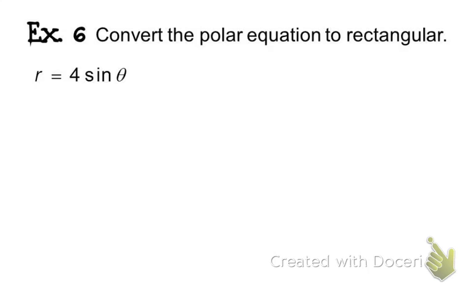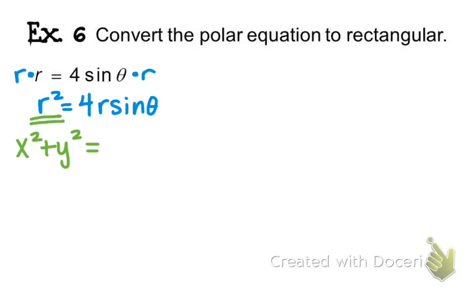Okay, number 6, again, we're going to convert from polar to rectangular. So I want to get rid of my r's and thetas, and I want only x's and y's. So what I want to do on this one is multiply by r on both sides. So then I'm going to have r squared equals 4r sine theta. Well, I remember that r squared is equal to x squared plus y squared. And then on the right, I have 4, and I remember that r sine theta is equal to y.